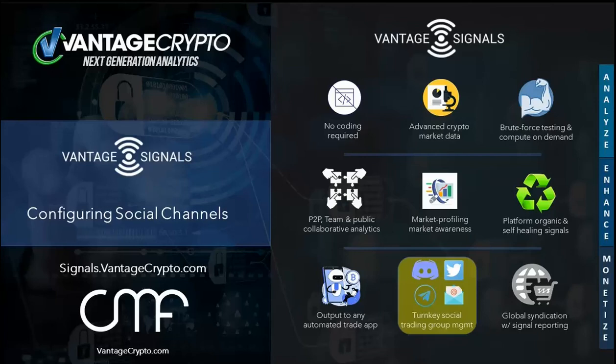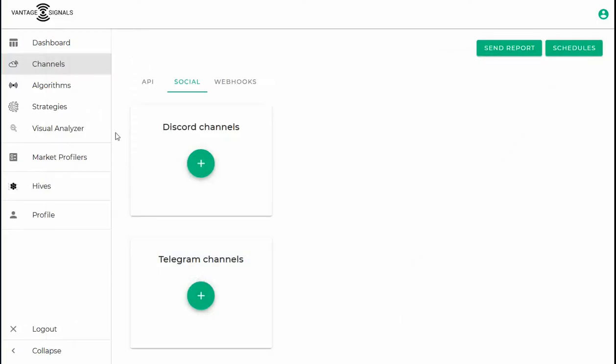In this video we are going to cover how to configure Vantage signals to send its alerts to a Discord channel. Similarly, users can send their alerts to Telegram and Twitter. See our other explainer videos to configure integration for those additional social outlets.